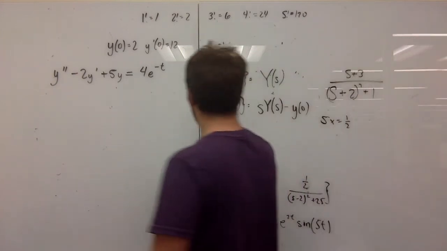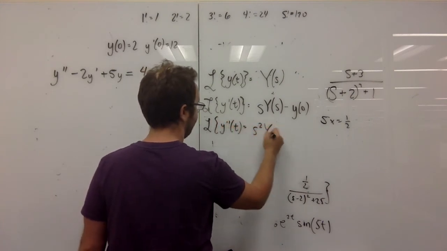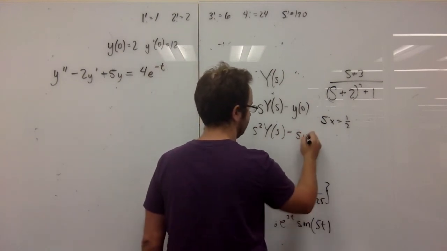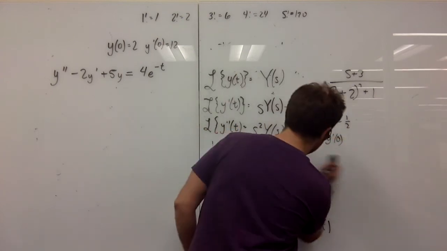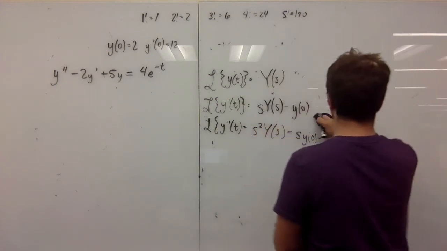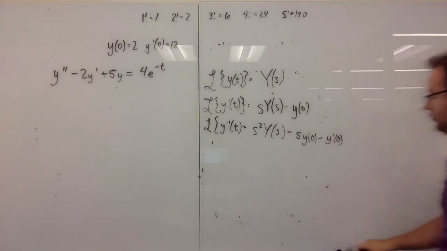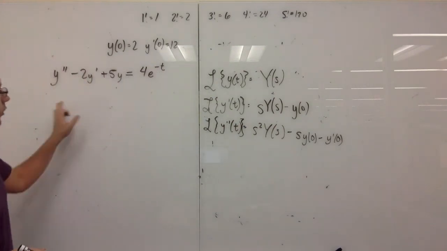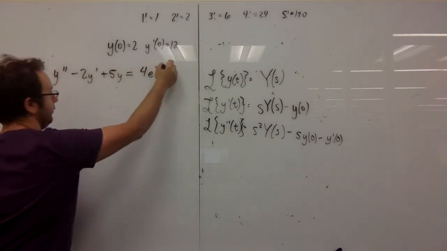And then the Laplace transform of y double prime of t would be s squared Y of s minus s times the value of the function at 0, minus the value of the derivative at 0. I'll move my big dumb head out of the way in a second. Cool. So when you see this initial value problem, in general you're just going to run through and hit it with a Laplace transform operator, like that.